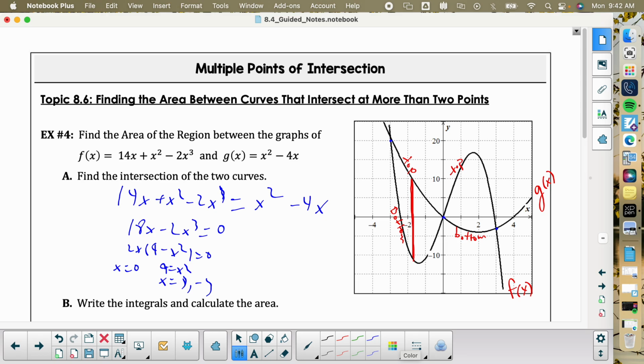So it says 9 equals x squared, x equals plus and minus 3. Horrible handwriting. I'm sorry. Where's the plus? No, he didn't write a plus.